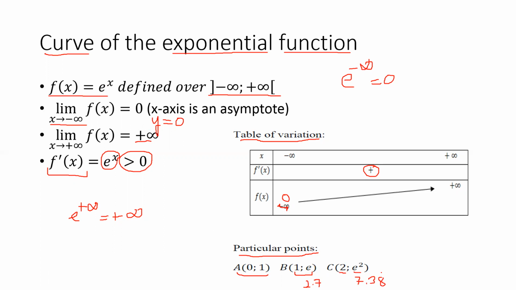Can I skip this page? Yes. البارتيكولار points من الكالكوليتر. No, لقيتهم by calculation. ال x 0, ال y 1, e to the 0 is 1. هيدا simple. ال x 1, y equal e to the 1, by calculating directly, not by the calculator. Okay.